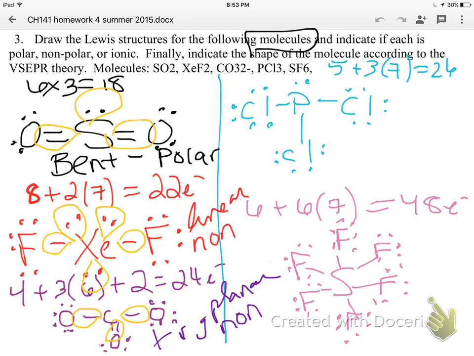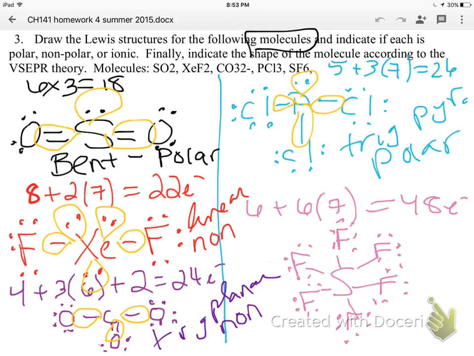And then here we have PCl3. We said earlier this is a tetrahedral geometry because there's 4 domains. Okay. But one of those does not have an atom on it, so this is going to be trigonal pyramidal, meaning a pyramid with a triangular base. That is always asymmetric, so that means that it's a polar molecule.